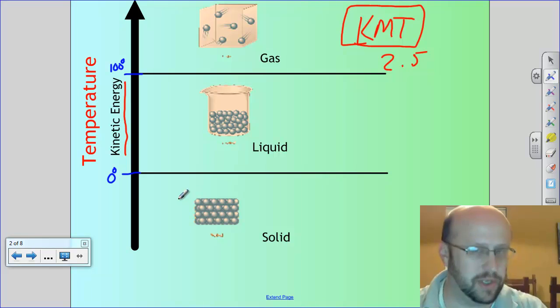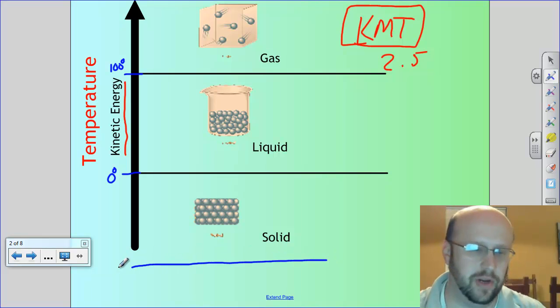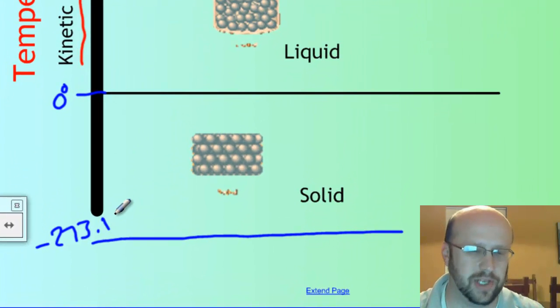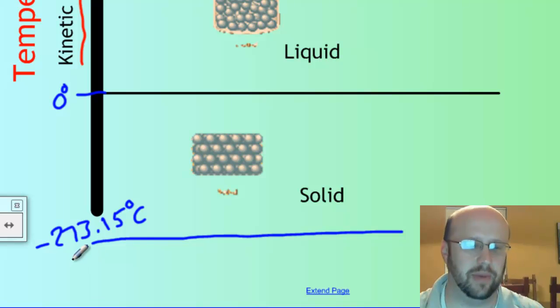Another temperature that you need to know about a lot when we're talking about gases, or really phases of any kind, is that way down here at the very bottom of any sort of solid thing, there is a temperature at negative 273.15 degrees Celsius. That temperature has a special name. It is called absolute zero.